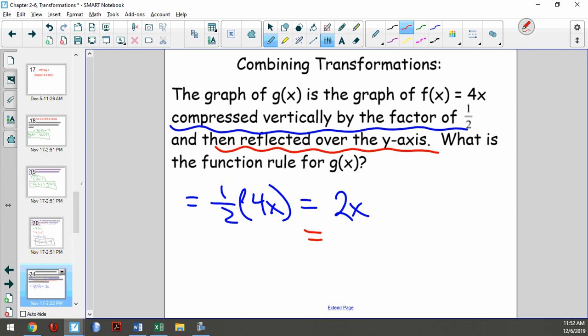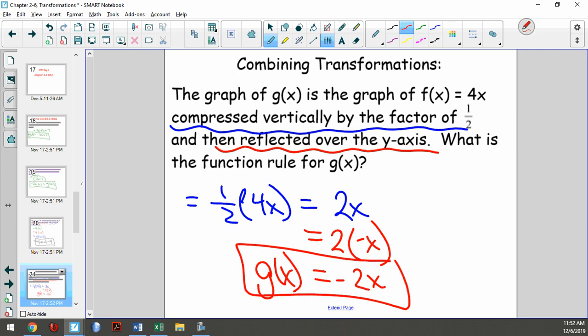So this is going to give me a 2 parentheses negative x. And now do that calculation. What is 2 times negative x? Correct. This is my new g of x function. Do we understand, yes or no?